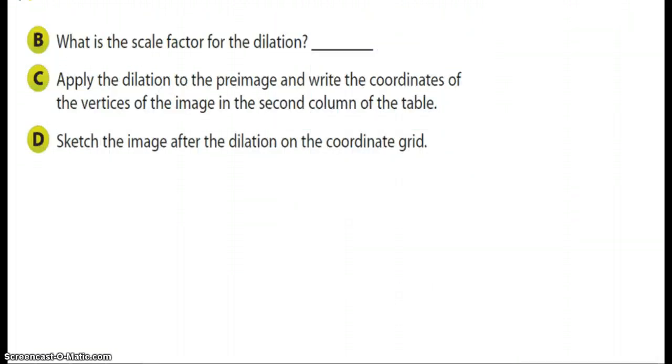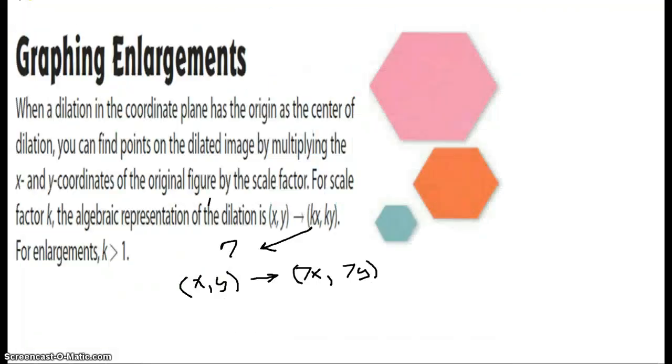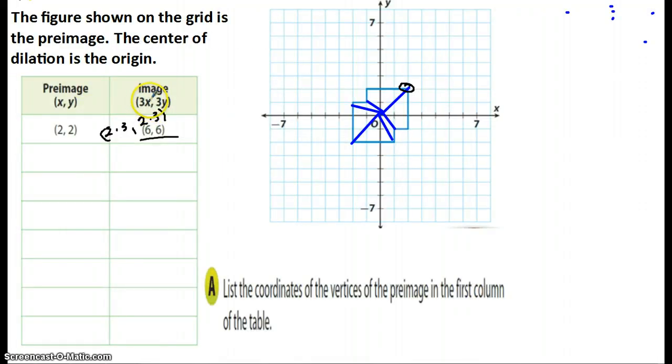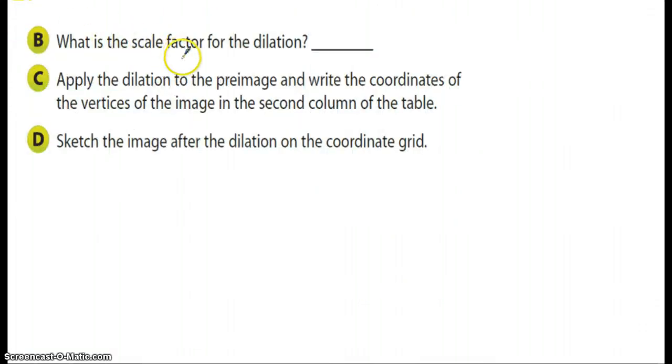Okay, once you complete that, it asks us, what is the scale factor? Now, if we go back, the scale factor is the number that is being multiplied by your x and y coordinates to cause the enlargement. So here it says 3 is being multiplied by both x and y. So you need to think to yourself, would 3 be the scale factor?